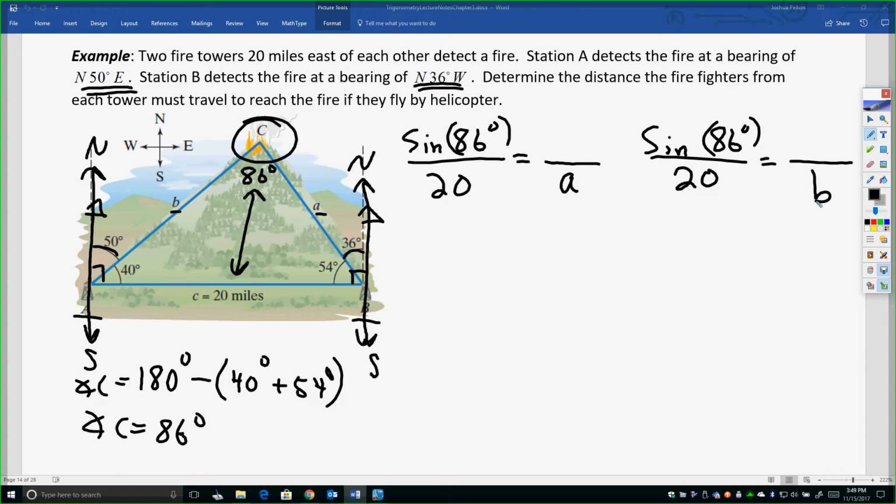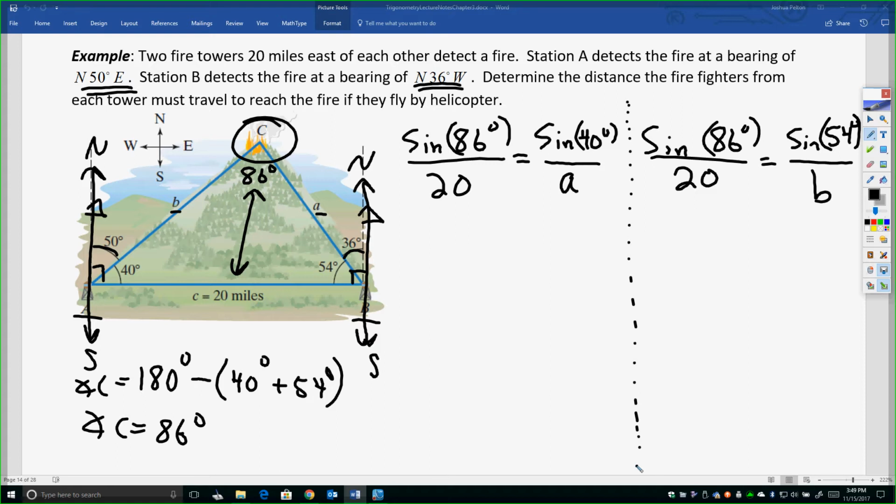Okay, we use the corresponding angles. So for A, it's 40 degrees, and for B, it's 54 degrees. Okay, so we set up two different problems and compare to figure out which one is actually closer. So we'll do our cross multiplying.